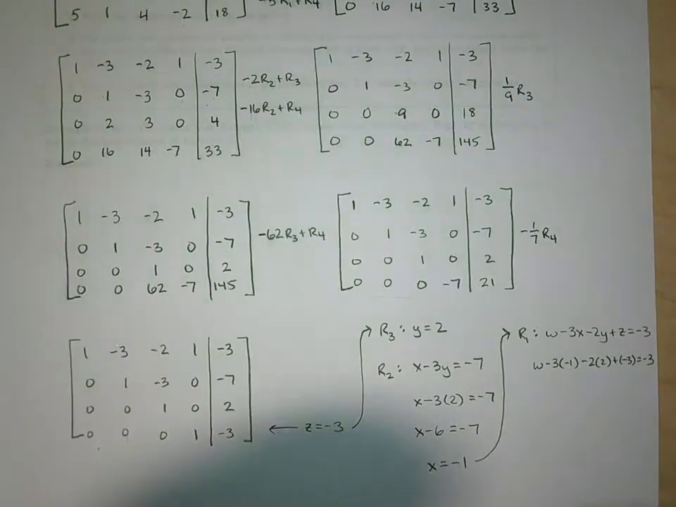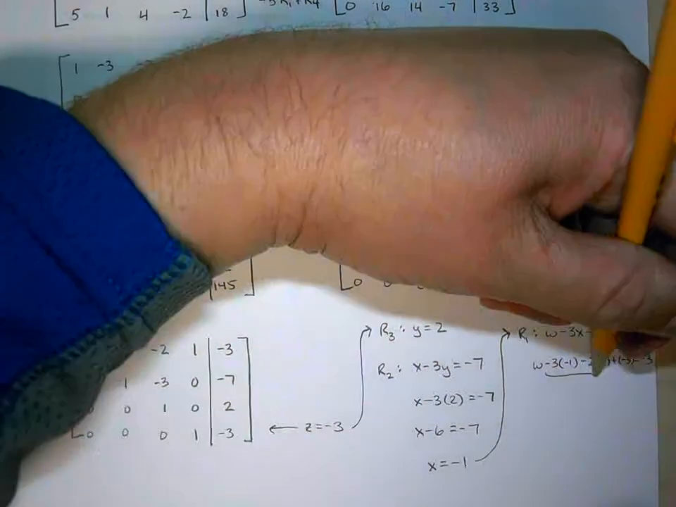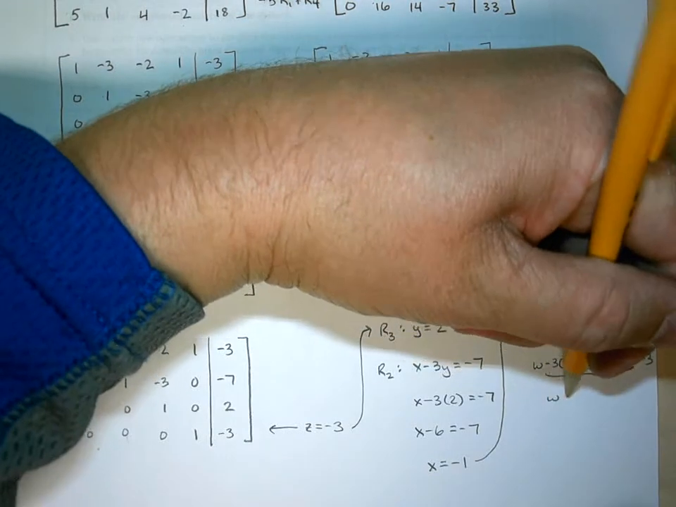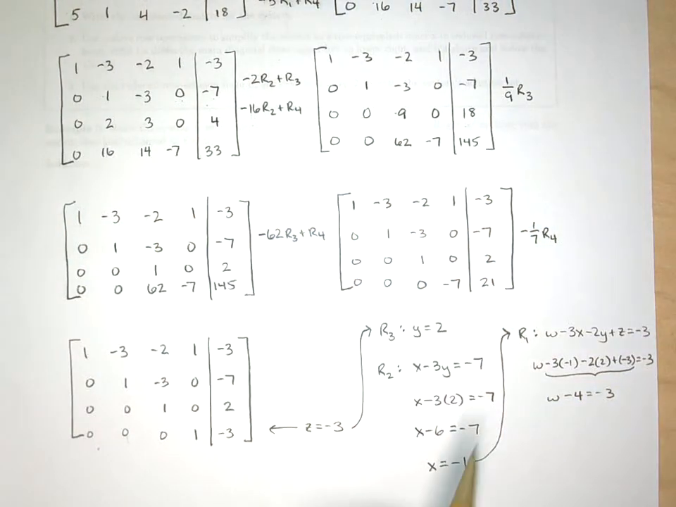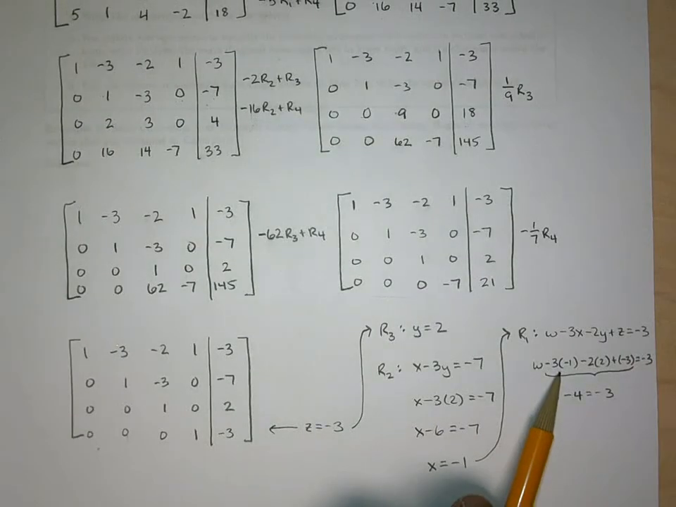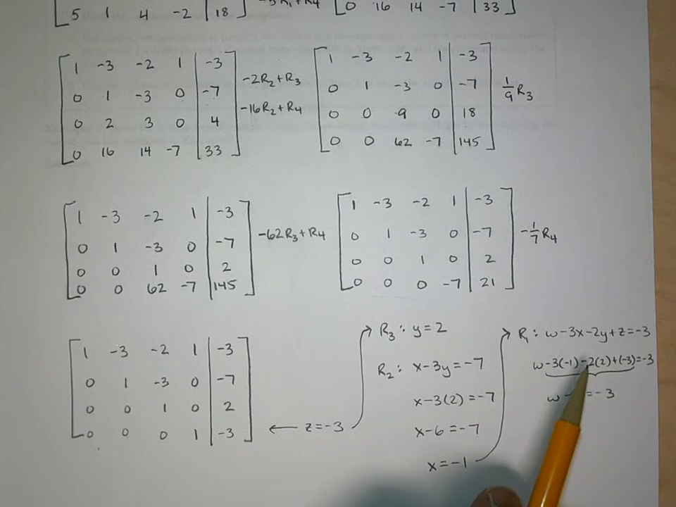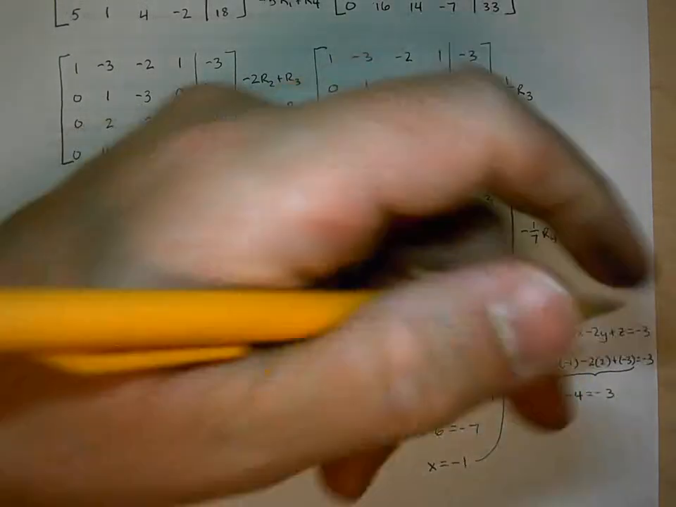Now if we put all these together, I get negative 4. After all, here's a positive 3, negative 3 times negative 1. Here's a negative 3, so those just cancel. So I'm left with the negative 2 times 2, in other words, negative 4. And so w is 1.